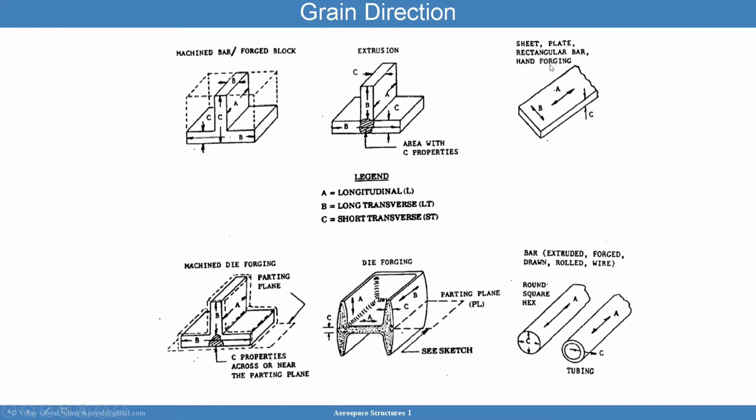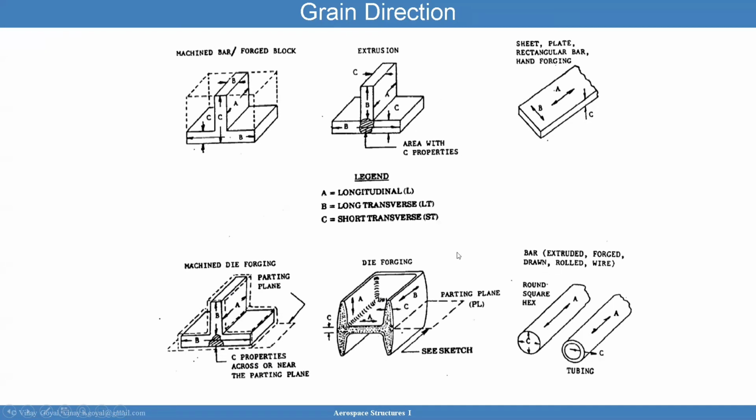The sheet plate and rectangular bar hand forging is going to look like this, with A longitudinal going that way, B long transverse, and then the short transverse. And here you have the machine die forging. Again, this will look very similar to the extrusion one, and you'll have C properties across or near the parting plane. The die forging is going to have very interesting properties. You can see the grain orientations there. And then for a bar that's extruded, the A direction or the longitudinal direction is going to go that way. The thickness orientation is going to be short transverse, and so forth.